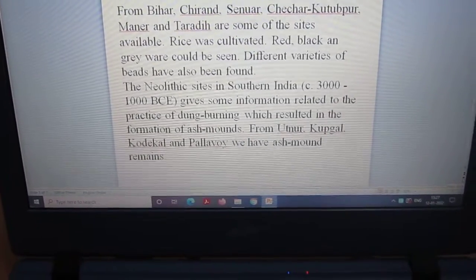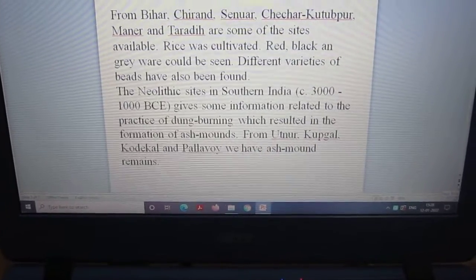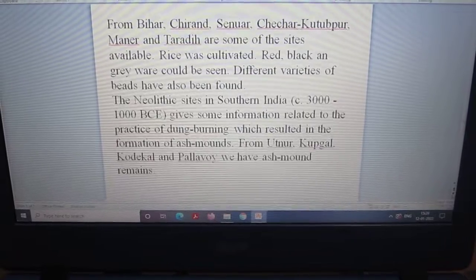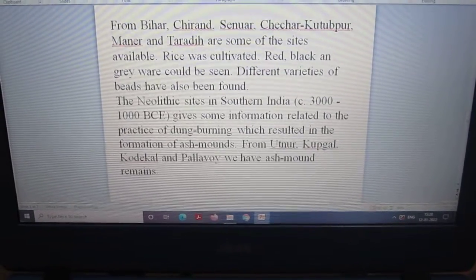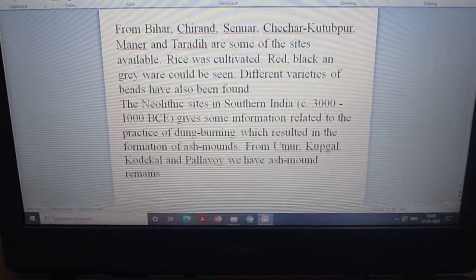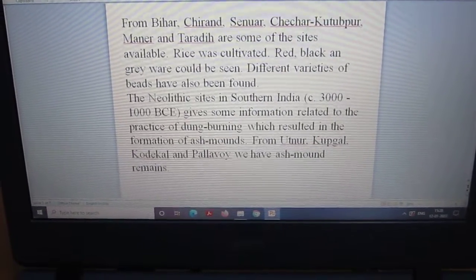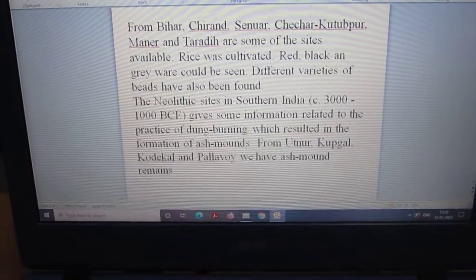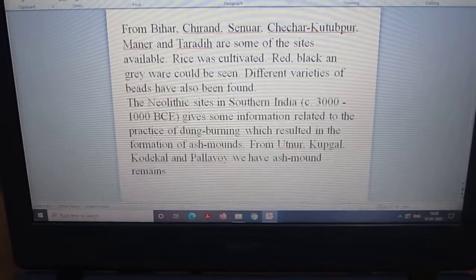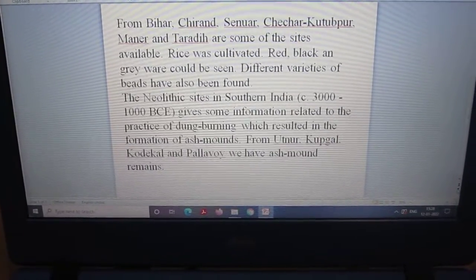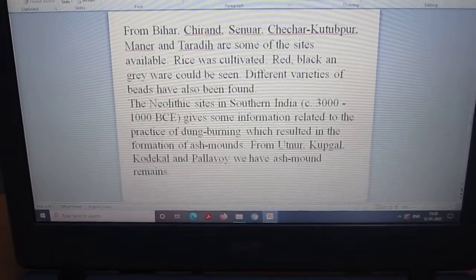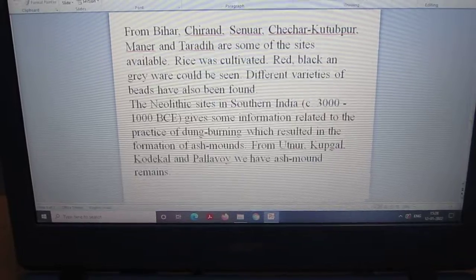If we look at Bihar and parts of eastern India, here we have sites such as Chirand, Sanaur, Chechar Kutubpur, Maner, Taradi, and from these sites we find many different kinds of evidence which indicate that people continued to live here. It was not limited to the Neolithic age. Even after the Neolithic age came to an end and society evolved into the Chalcolithic or historical phase, people continued to live here. So from Chirand and all these other sites, we see important evidence of rice cultivation.